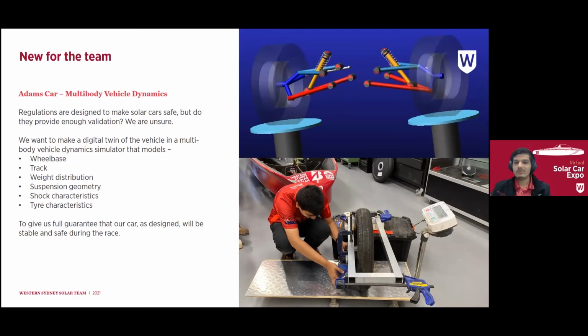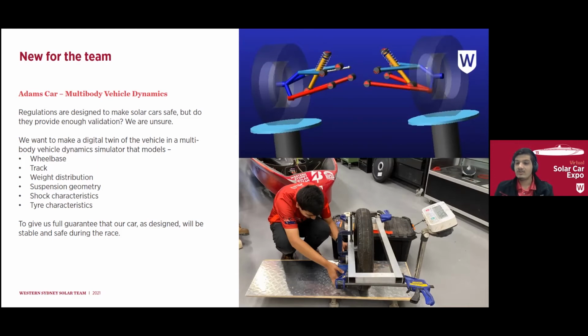Something that looks at wheelbase, track, the weight distribution, the suspension geometry, shock characteristics, and tire data all together, and something that we can use to simulate various extremes of operational conditions that the car will be under to see how it would react. This is where a multi-body vehicle dynamic simulation can come into play. This is something that the team has never looked into before, but it's looking necessary now more than ever.